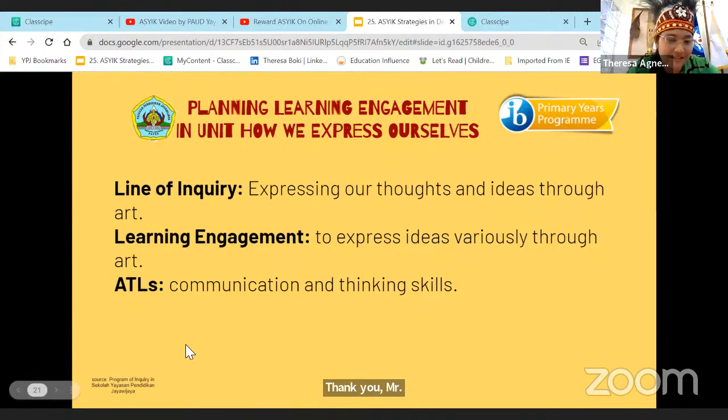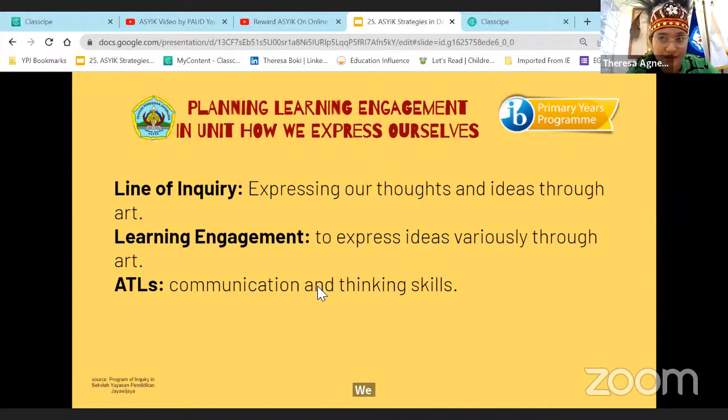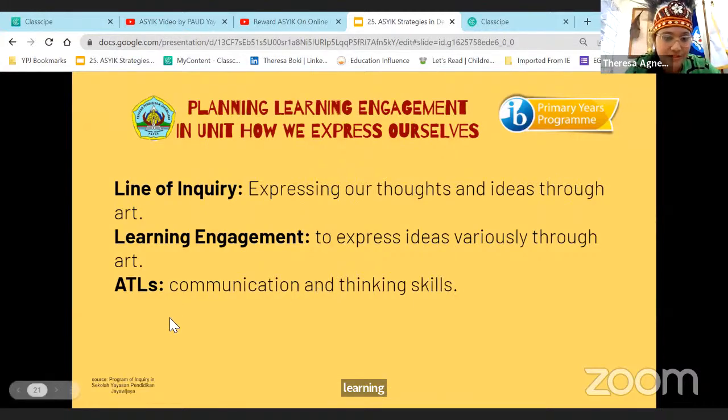For this unit, I will explain the third unit. It's about how we express ourselves, and then the fourth unit about sharing the planet. Here, we plan learning engagement based on observing students' inquiry and their engagement in learning. Lines of inquiry here are expressing our thoughts, and the learning engagement is to express ideas. So we still use communication and thinking skills.